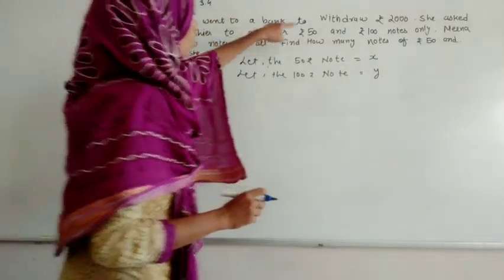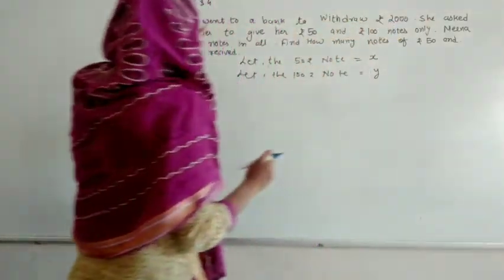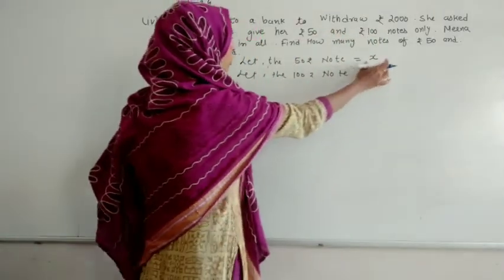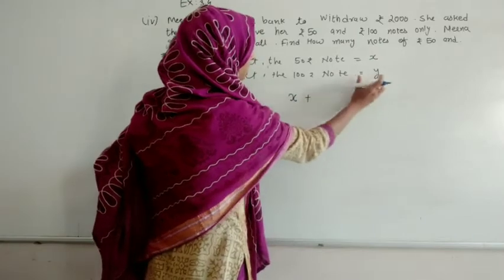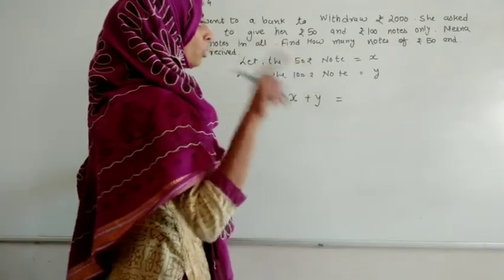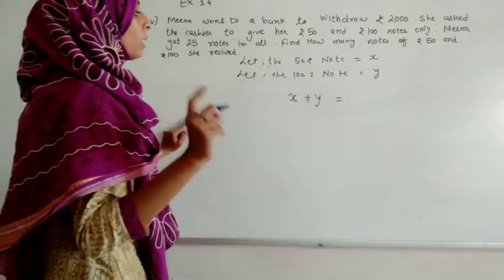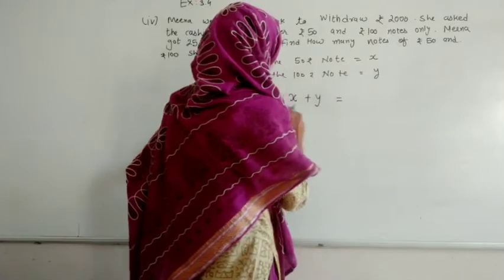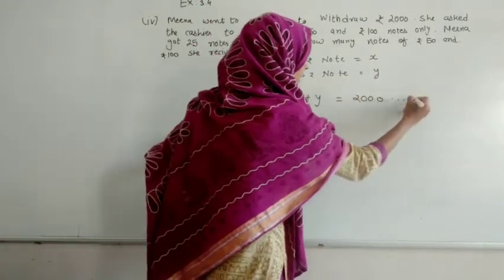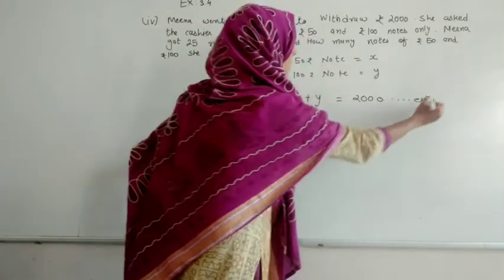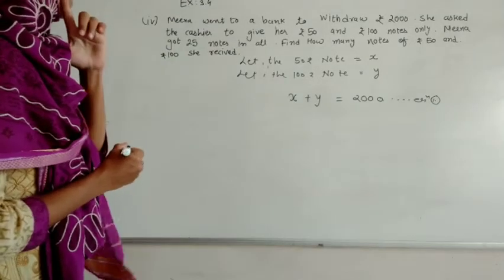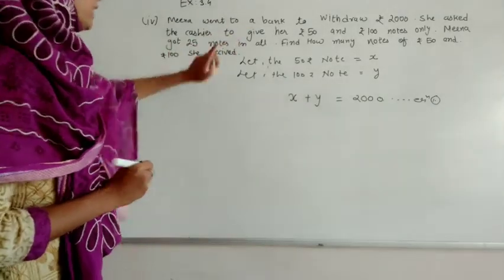Meena went to the bank to withdraw 2000 rupees. She asked the cashier to give her 50 and 100 rupee notes. So we have guessed the 50 rupee notes in the form of x and the 100 rupee notes in the form of y. We are talking about the number of notes, not the amount. So then what is happening? After adding both, she is getting 2000 rupees. So this is our equation number 1. Now let me read the second statement. Then what is happening? Meena got 25 notes in all.